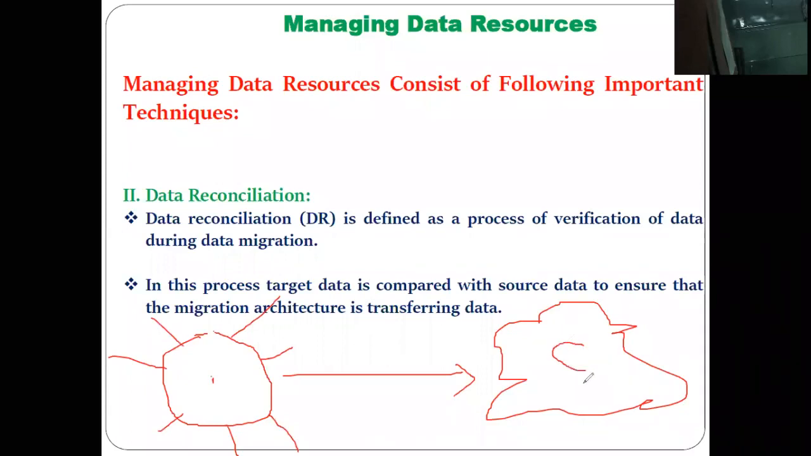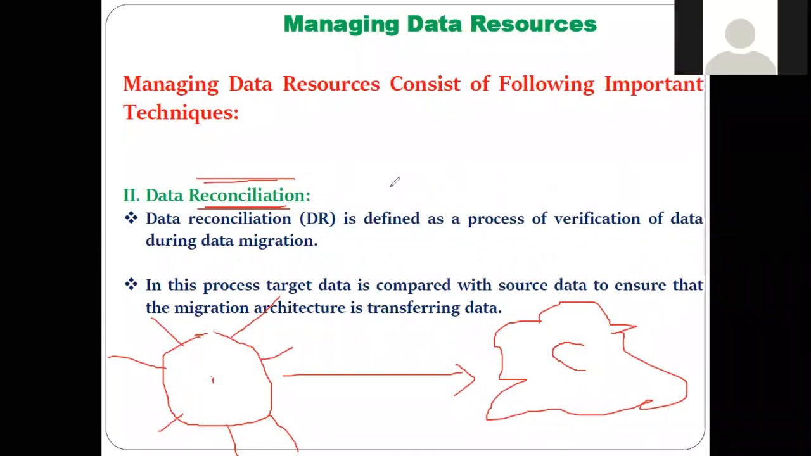Yes, all of you get it again. Now, what second technique are we discussing related with managing the data? That is the data reconciliation. Tell me what we understood of the data reconciliation.